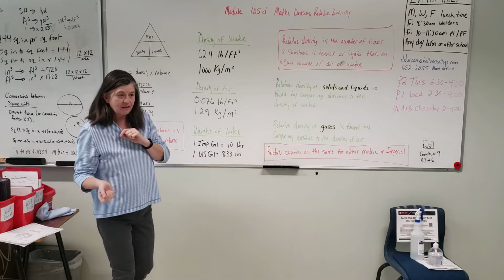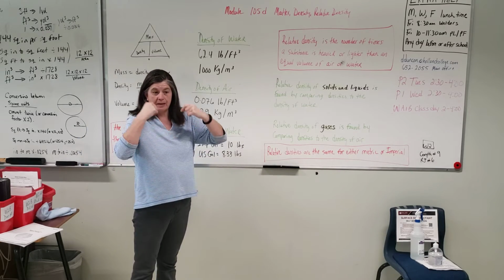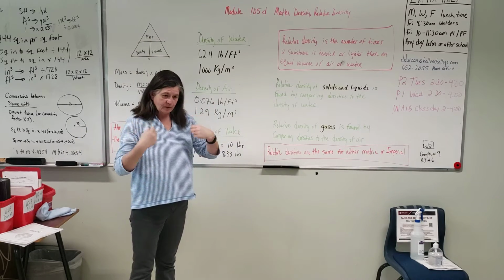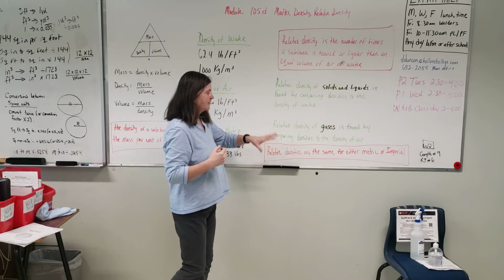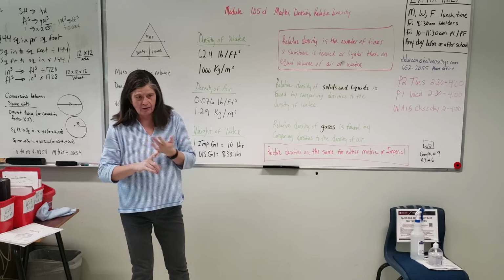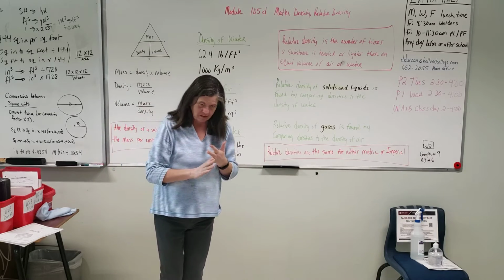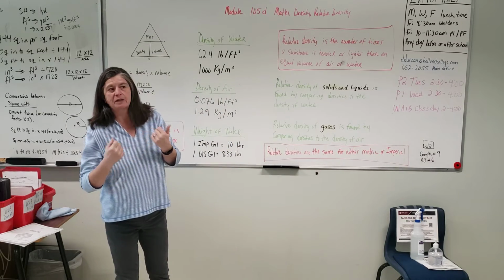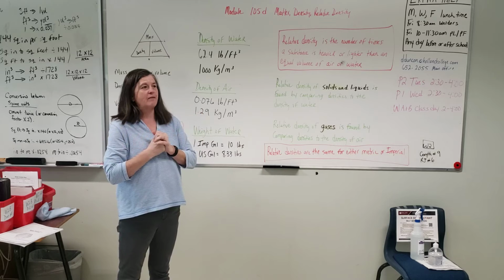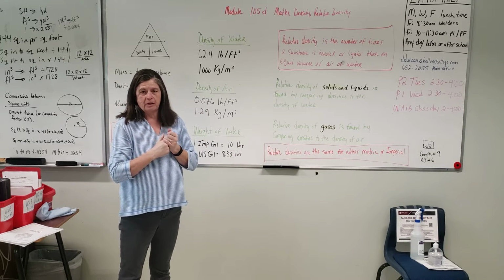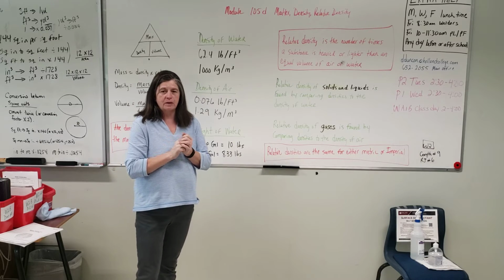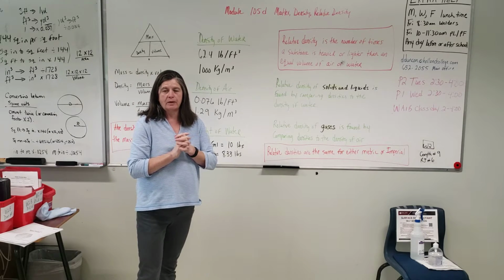So again, relative density is so many times heavier or so many times lighter than water or air. Here's a key: relative densities are the same for either metric or imperial. What I mean by that is, if a liquid is 1.3 times heavier than water, it doesn't matter whether we're working in imperial or metric. We're going to go through a few sample problems here to get you going.